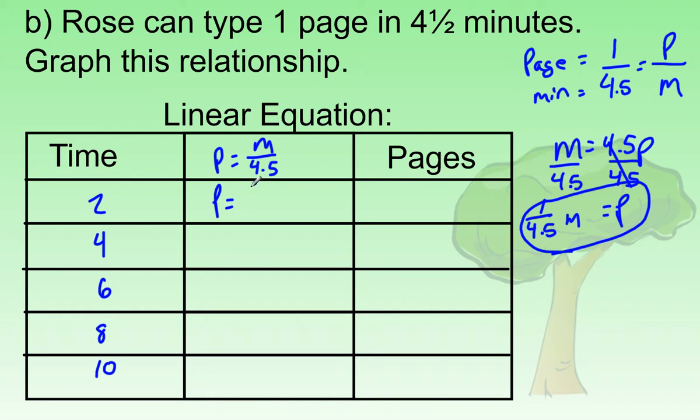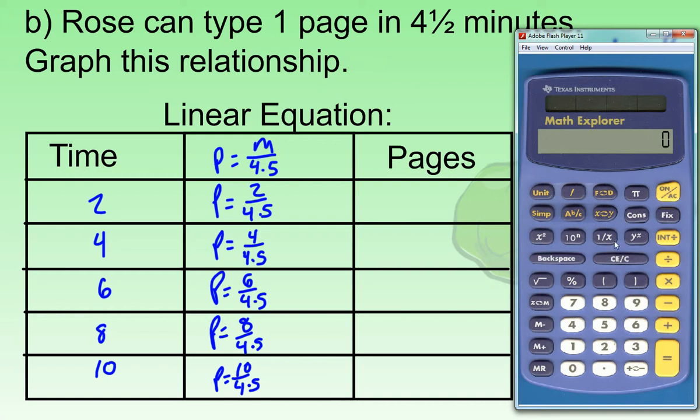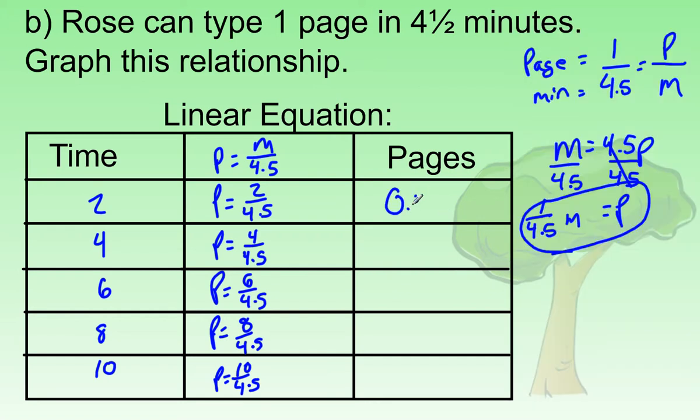So, number of pages, 2 over 4.5. Number of pages would be 4 over 4.5. I'm plugging the number of minutes into my equation for the number of pages. And I'll go through and do my calculating after this. 8 over 4.5. And 10 over 4.5. Okay, calculator time. So, 2 divided by 4.5 equals 0.44. So if you work for 2 minutes, you should have almost half a page.